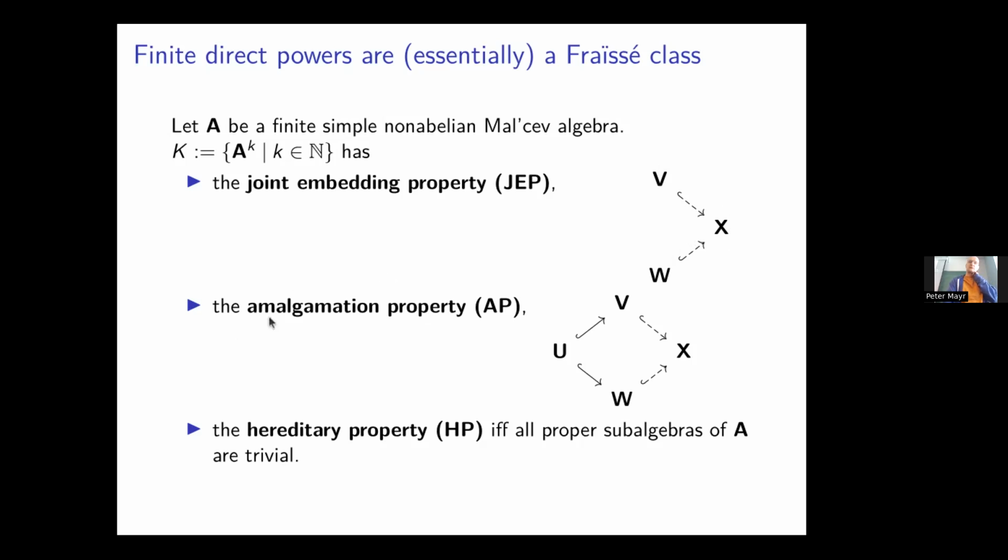More interestingly, like I mentioned, this class has amalgamation. So it means if you have one direct power U and any embedding into another direct power V, and another embedding into some W, then you can find a fourth direct power X and embeddings from V into X and W into X, such that the compositions of these embeddings on both sides yield the same, right? So that this diagram commutes. This is somewhat non-trivial and uses this particular form of homomorphisms between direct powers that I showed before.